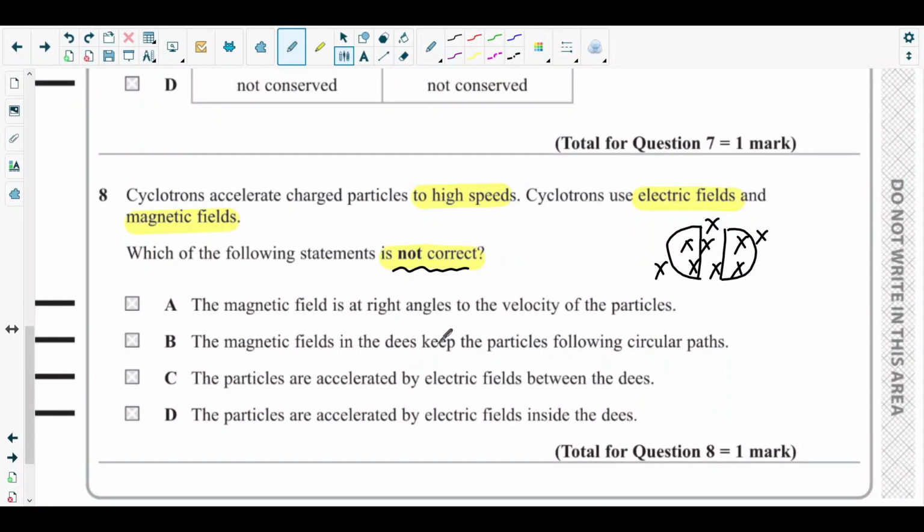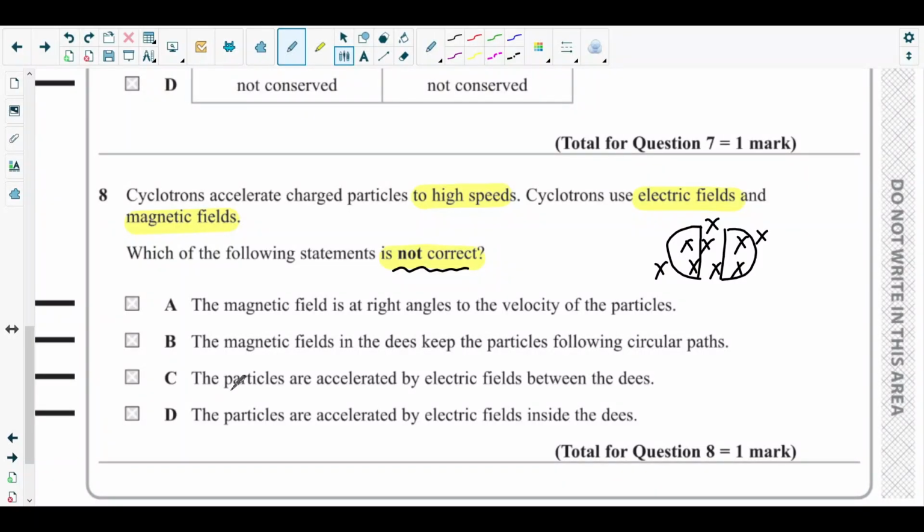The magnetic fields in the D's keep the particles following circular path. This is also correct because for cyclotron we know that the equation that it follows is BQV equals mv square over r. So it is following circular path. So centripetal force is the magnetic force provided by the magnetic field. Okay, so B is correct for cyclotron. So B is not the answer.